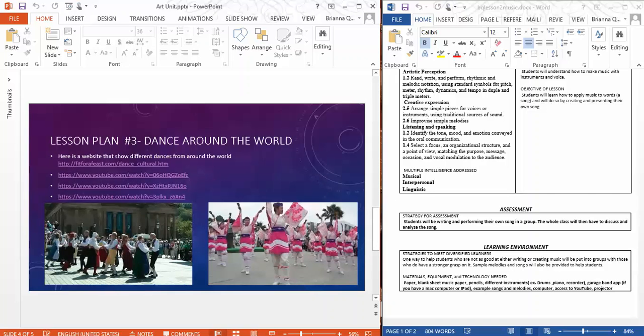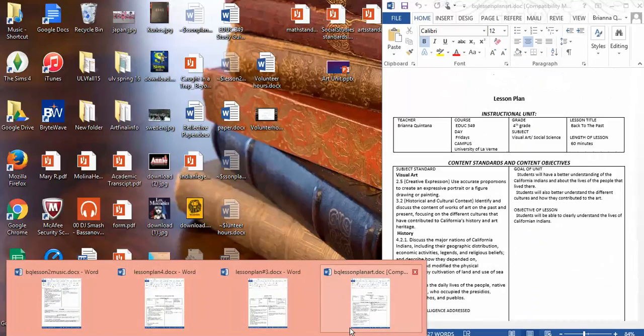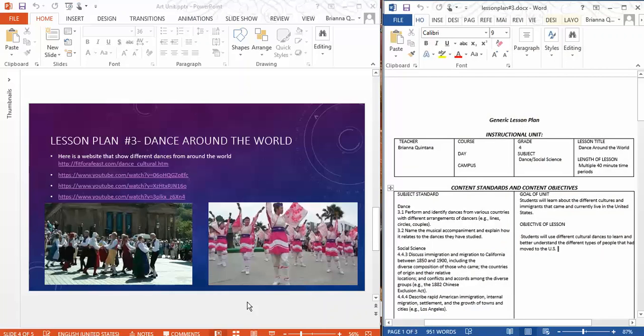The next lesson is a lesson on dance. It is called Dance Around the World. In this lesson, students will be looking at different dances from a few different countries. I provided videos: one was a Japanese dance, one was, I believe, a Swedish dance, and I think I had a dance that comes from somewhere in Africa.